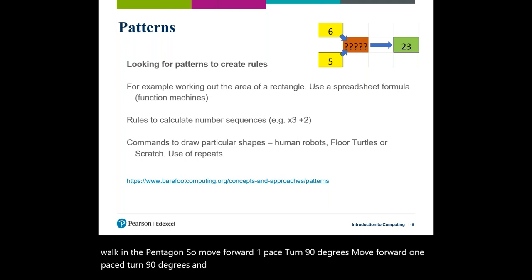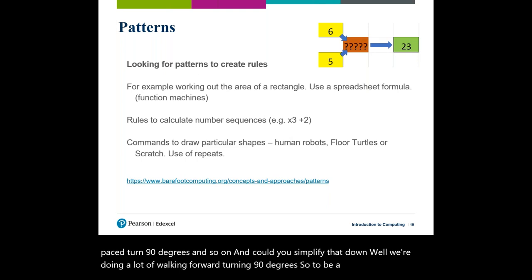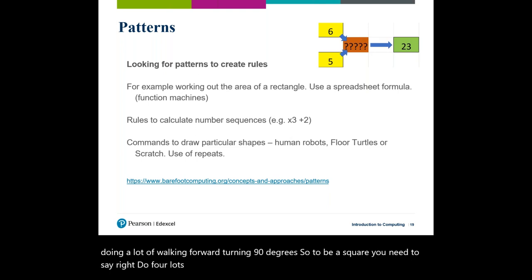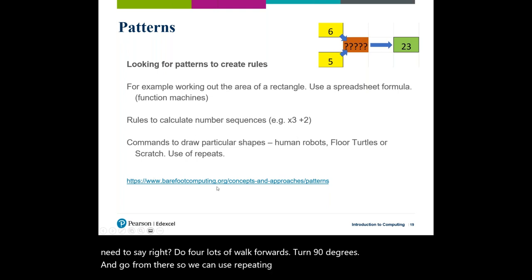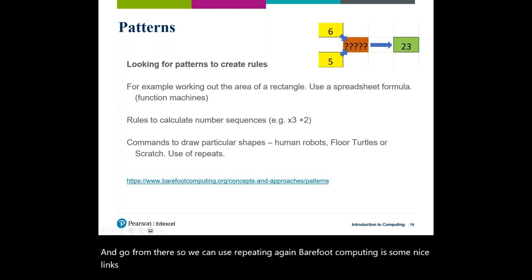And then could you simplify that down? Well, we're doing a lot of walking forward, turning 90 degrees. So to be a square, you need to say, right, do 4 lots of walk forward, turn 90 degrees. And go from there. So we can use repeating, and again, Barefoot Computing has some nice links here, other ideas you can do for teaching patterns. So if you're interested, if you want to sort of take that further, do please look at that.